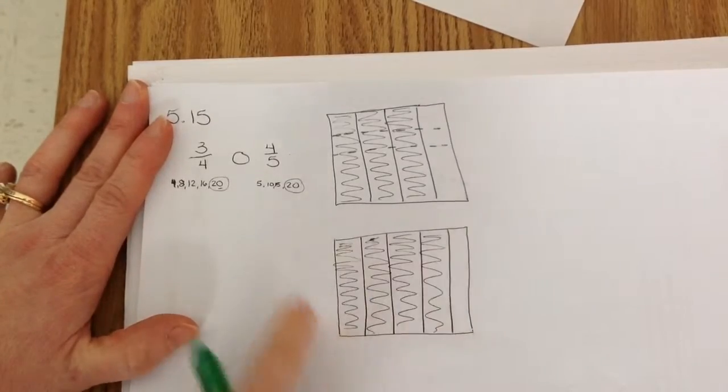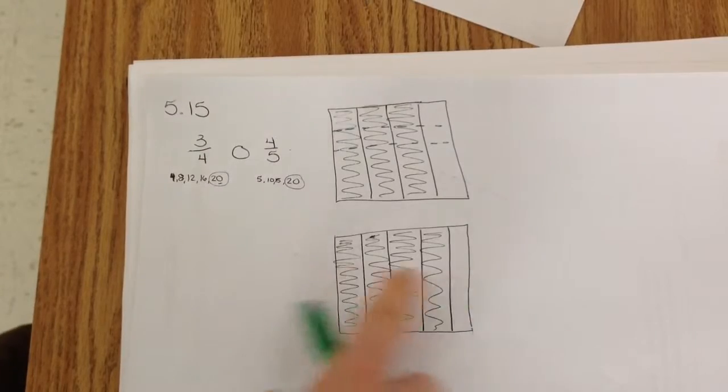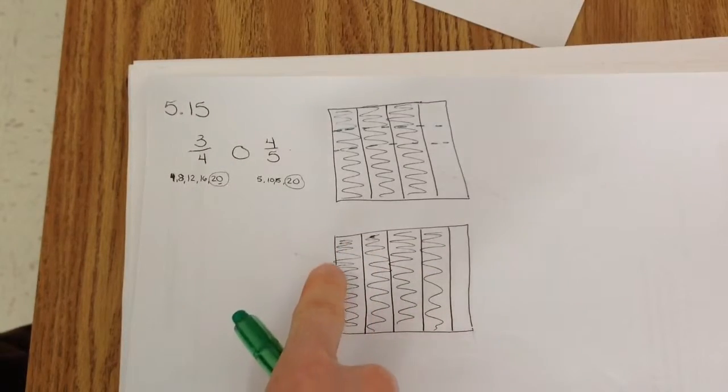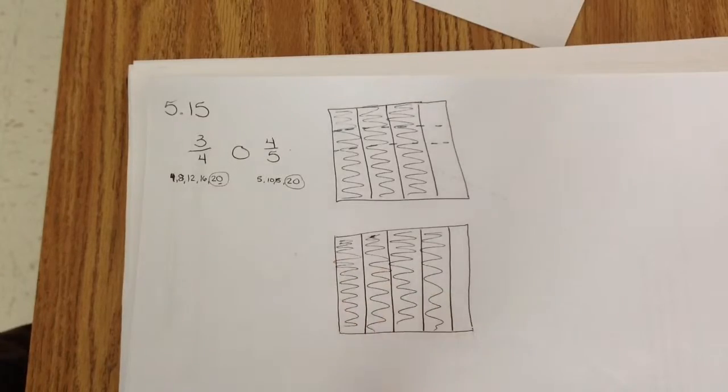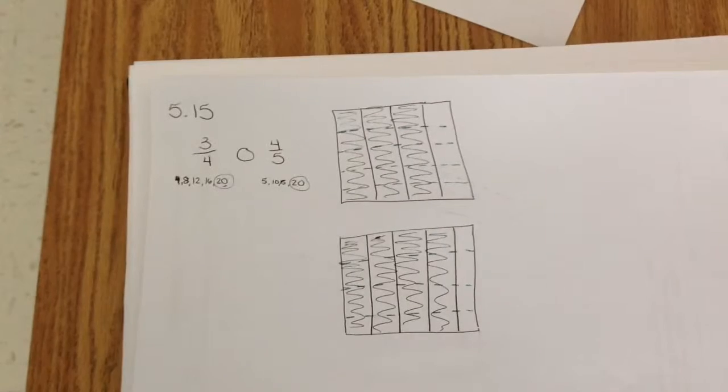And then, since there are 5 here, and I want to make it 20ths, you're going to split it up into 3 dashed lines, because that should give me 20ths. So make 20ths in both of these. Pause while you do it. So here's what yours should have looked like.